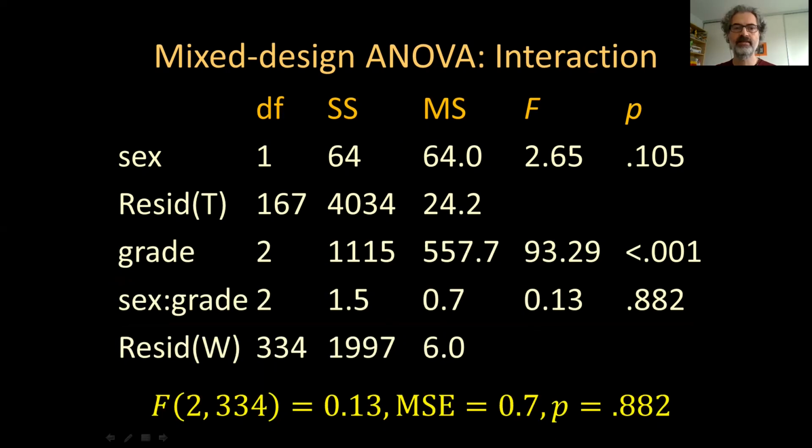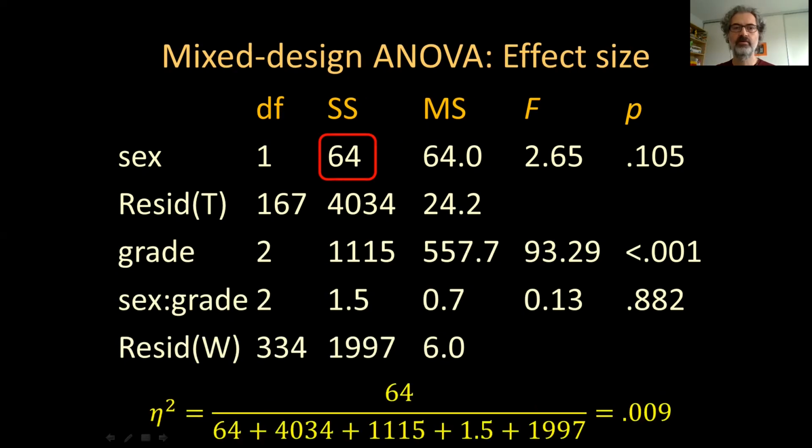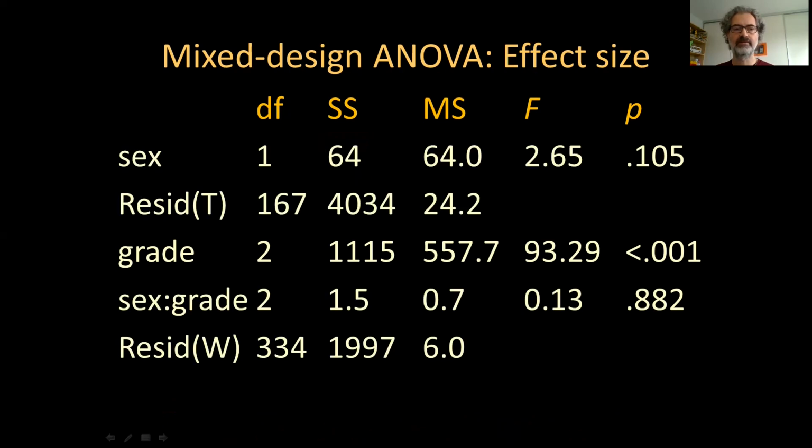Turning to the effect size, we can calculate an eta squared for each effect by dividing the corresponding sum of squares over the total sum of squares. This is the sum of all of these sums of squares. It's the total sum of squares for this data set. And for sex, this is very small, about 1%, and it's not statistically significant, as we said.